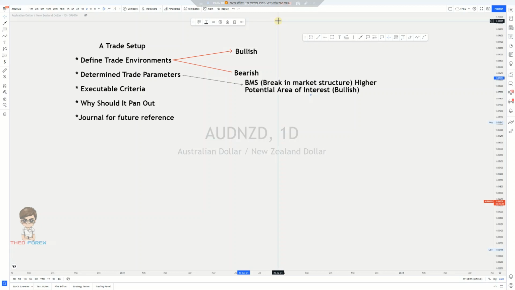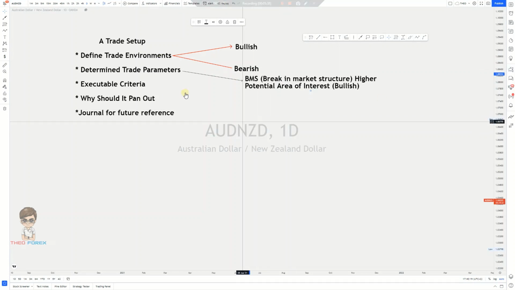Now that's where the trade parameter comes out, because in every single example you have, you understand what to look for. You understand what to put together for that single trade.